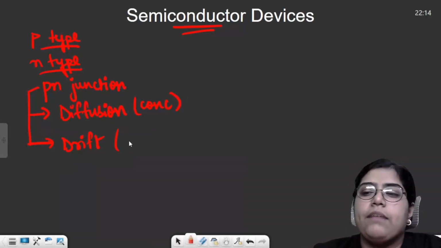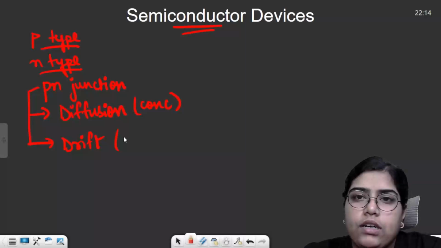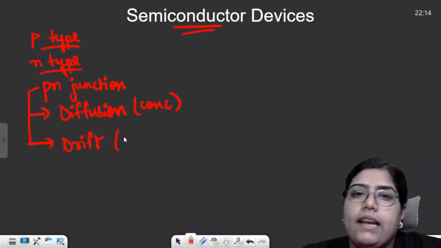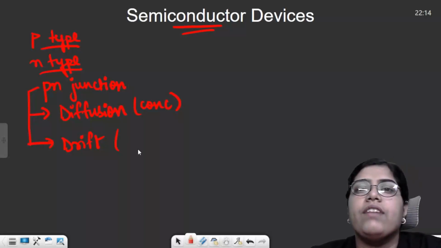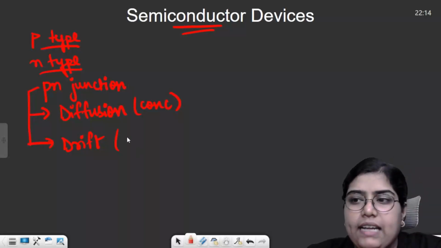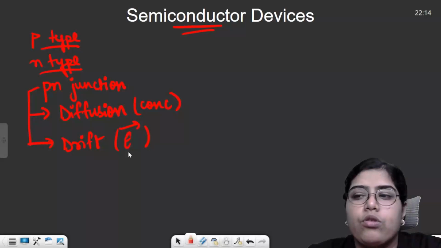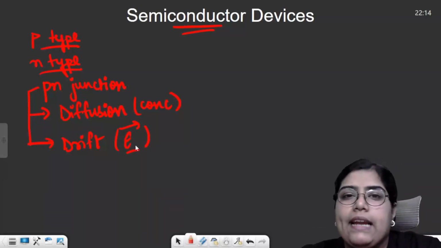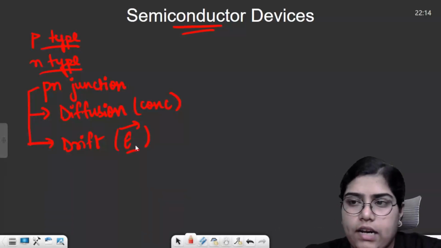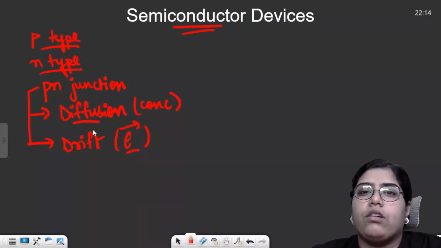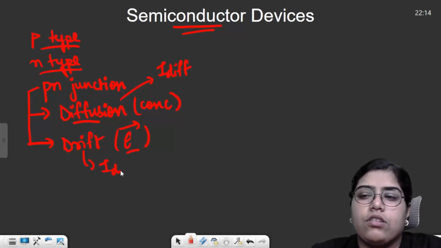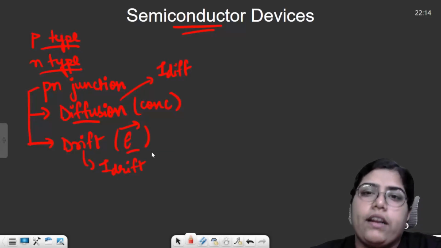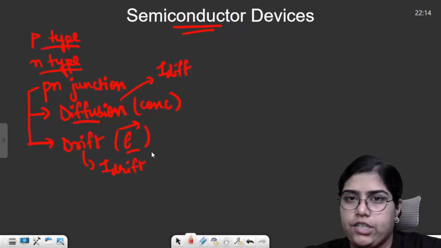Then drift, it basically occurs after diffusion. Due to diffusion, a fictitious potential barrier is built up on the junction, and due to that, an electric field is set up, and due to that electric field, movement of electrons and holes again happens in the reverse direction. Due to diffusion of charge carriers, the current constituted is diffusion current. Due to drift, the current constituted is drift current. Diffusion and drift current are always opposite in direction.